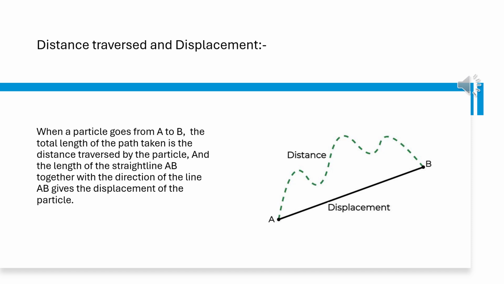Distance traversed and displacement. When a particle goes from A to B, the total length of the path taken is the distance traversed by the particle, and the length of the straight line AB together with the direction of the line AB gives the displacement of the particle.